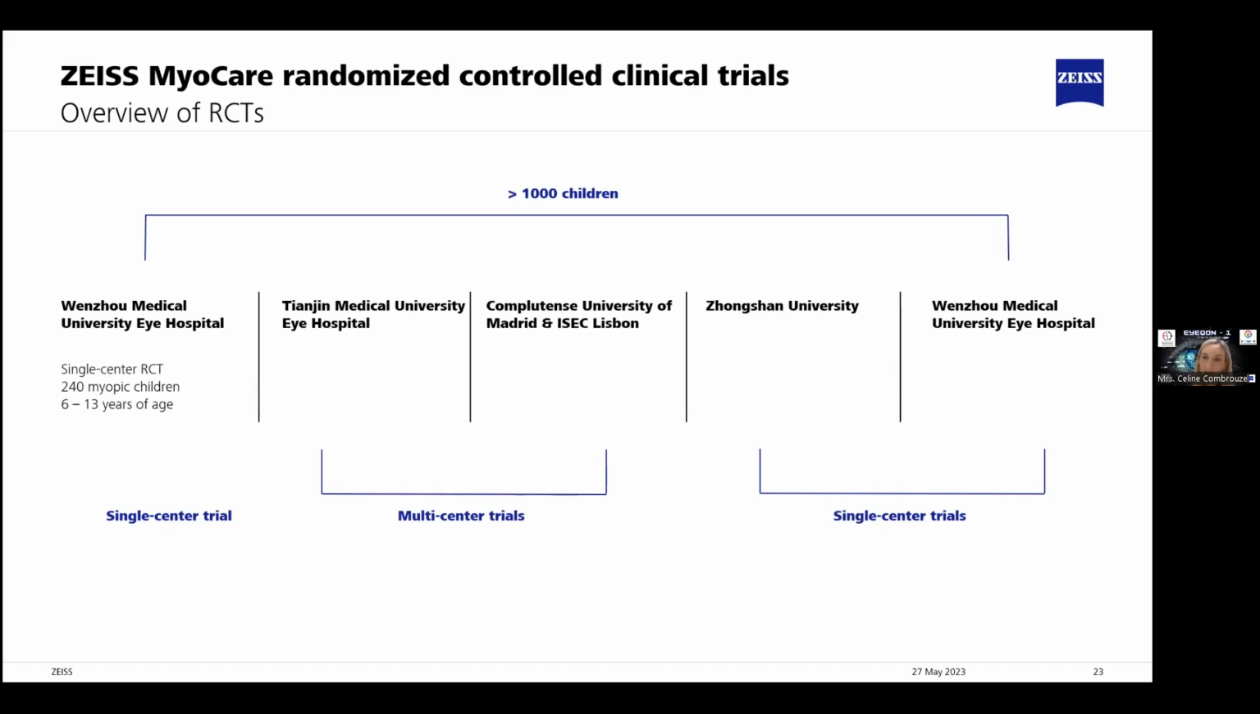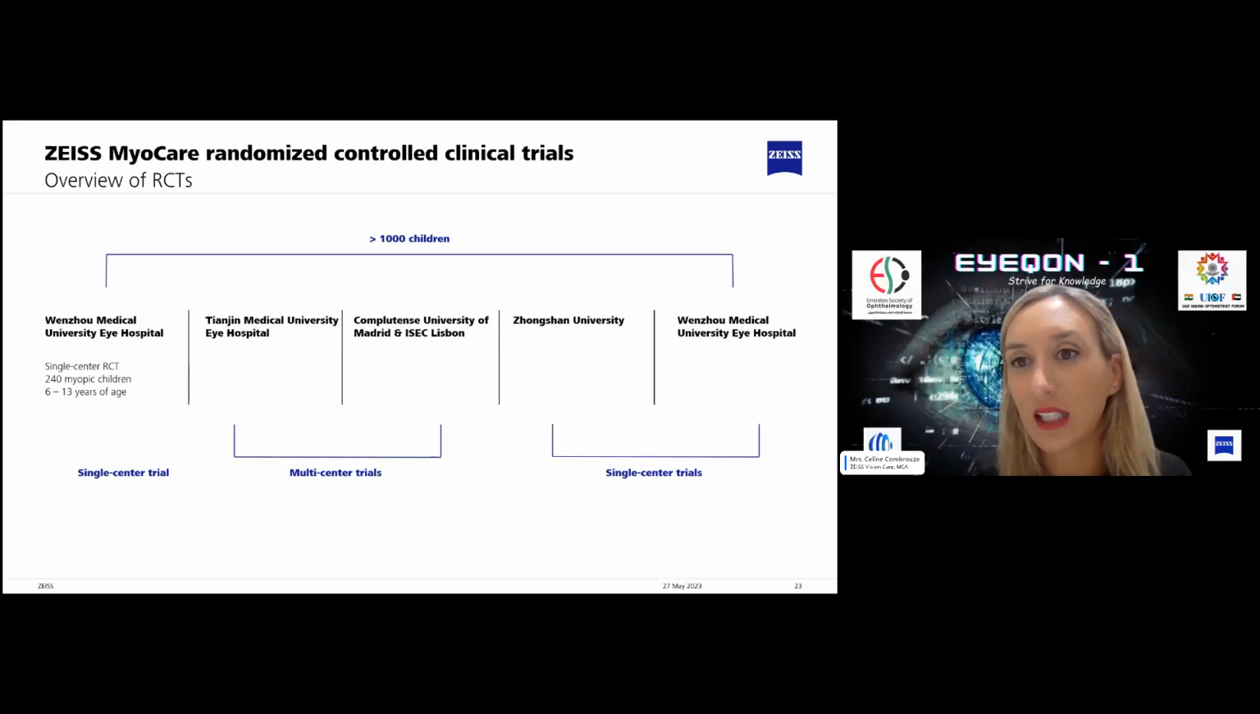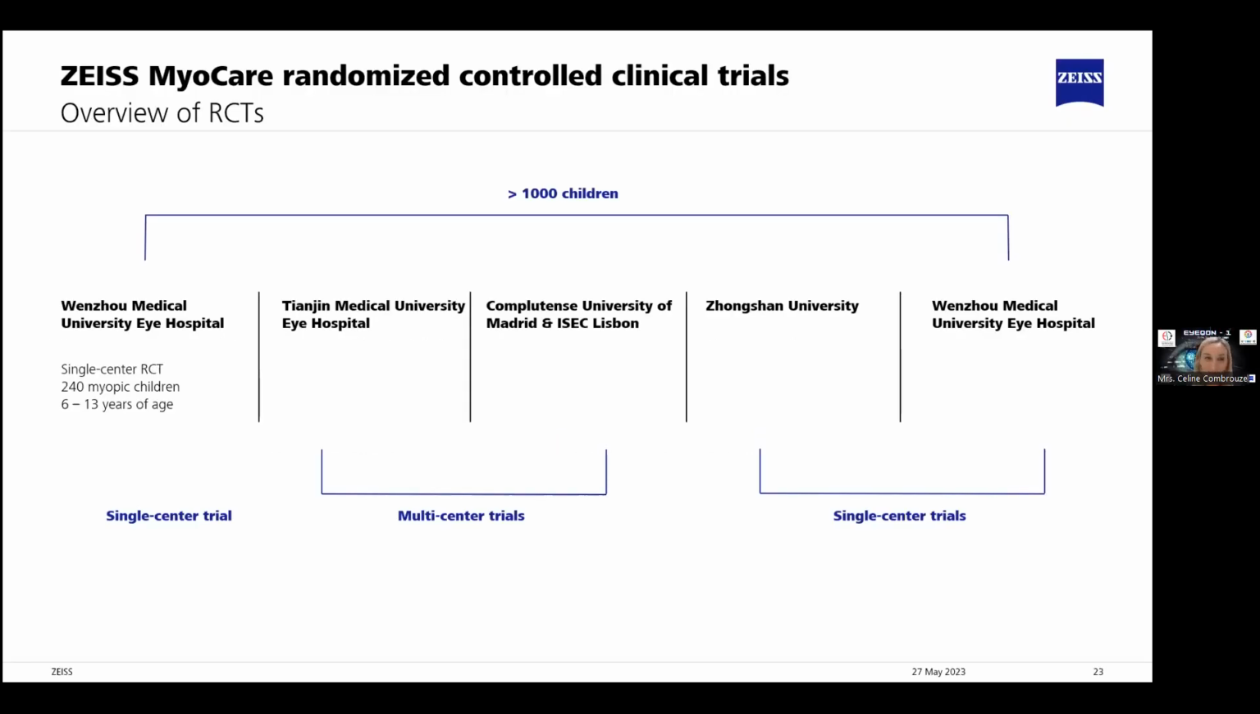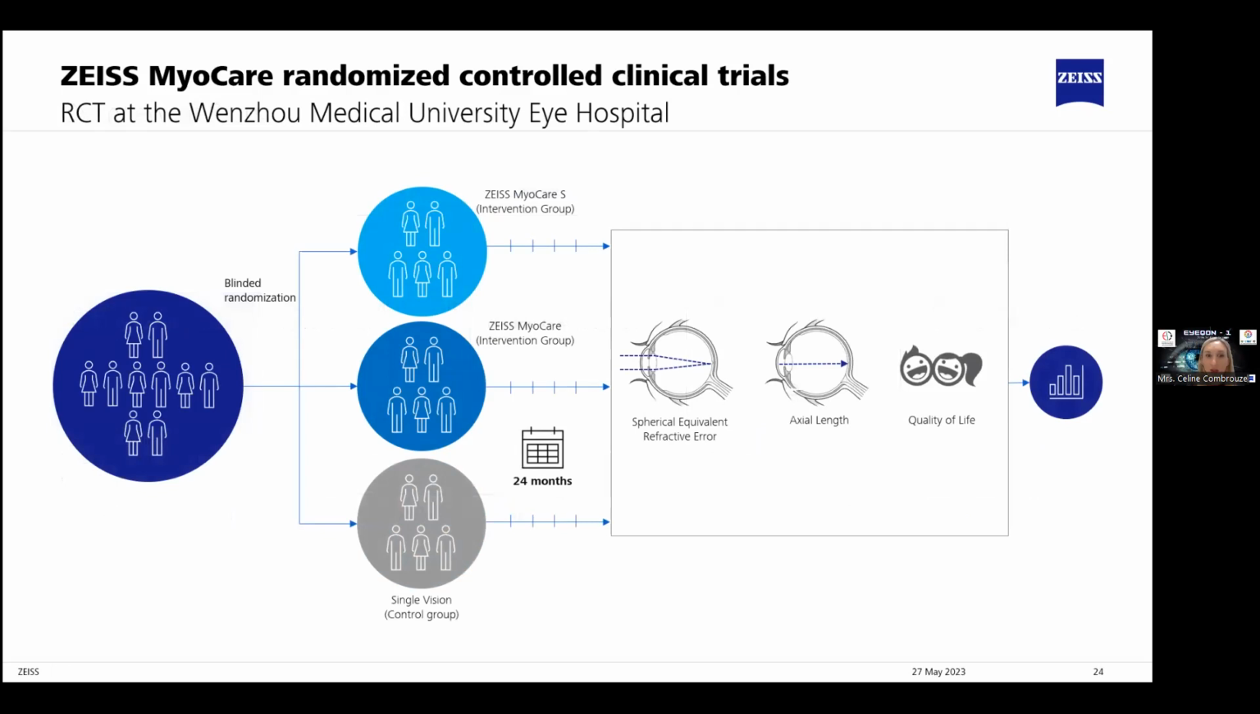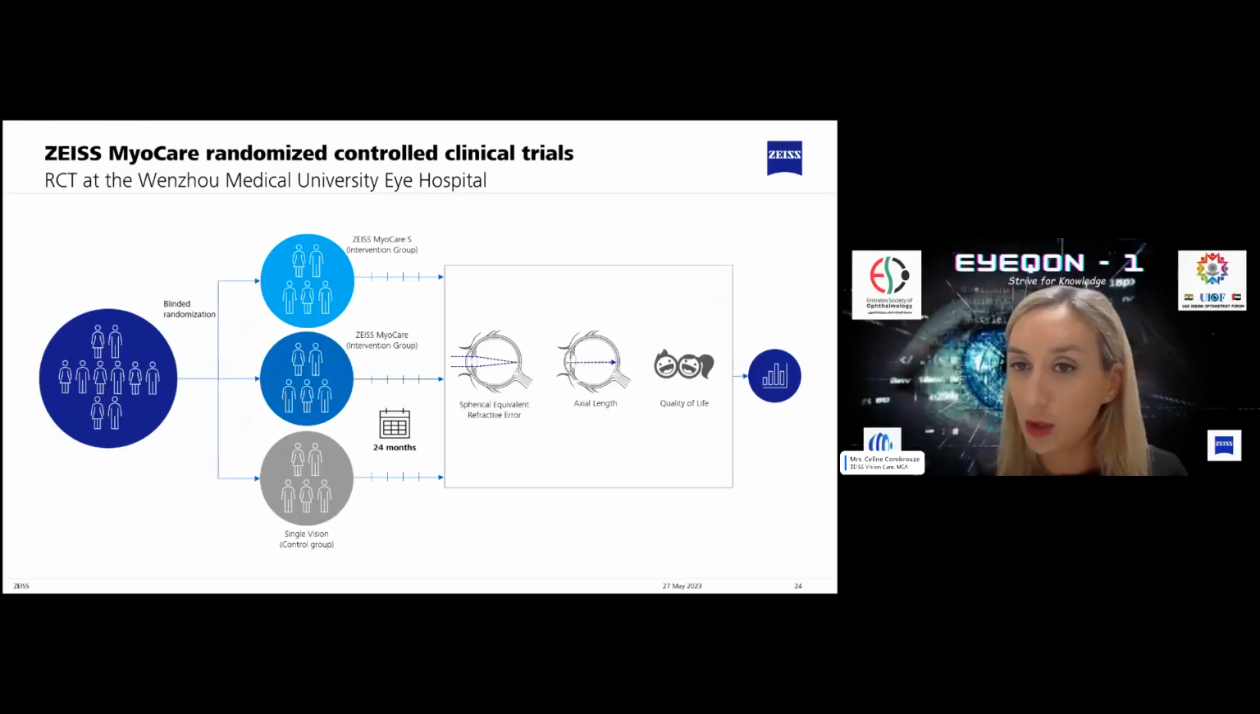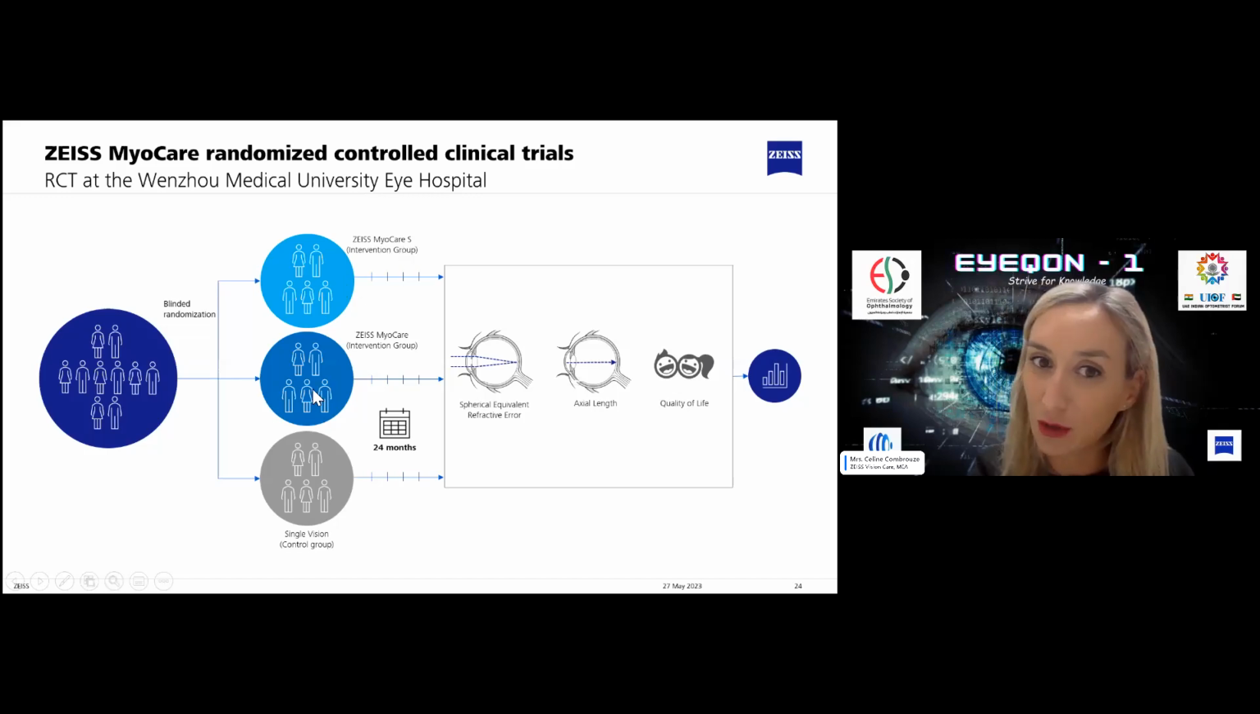We did not expect those results, and actually we decided to change what we wanted to do about myocare. Let me explain. This study is a blinded randomization, of course, of about 240 children having myopia. Okay, we decided to divide those children into 3 groups. A first one trying what we are going to call Zeiss myocare soft design. A second group trying Zeiss myocare hard design, and a single vision control group. I'm going to talk about those 2 designs in the next slide.